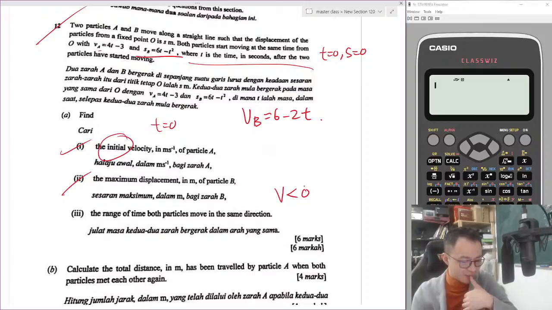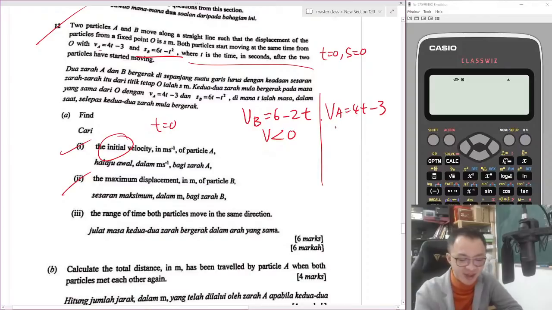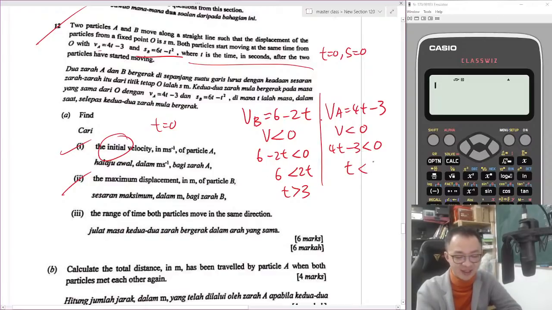So I'm trying to understand what they want here: find the range of the time both particles are moving in the same direction. I'm thinking, do I need to do testing here or not? Okay, let's do some testing. We have two different velocities. When both of them go to the left, 6 minus 2t will be less than 0, so 2t will be bigger than 6, t will be bigger than 3. And this one, 4t minus 3 is less than 0, so t is less than 3 over 4.